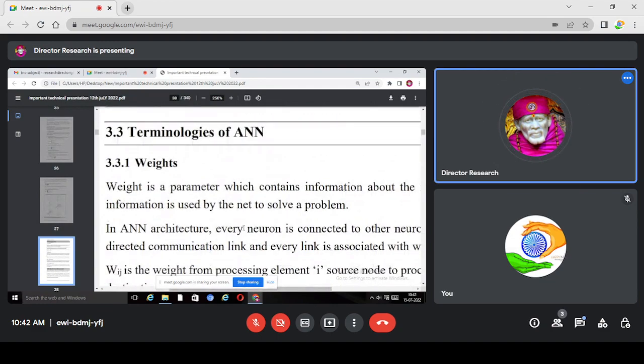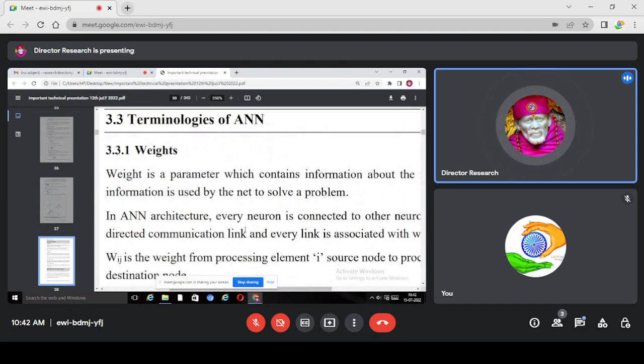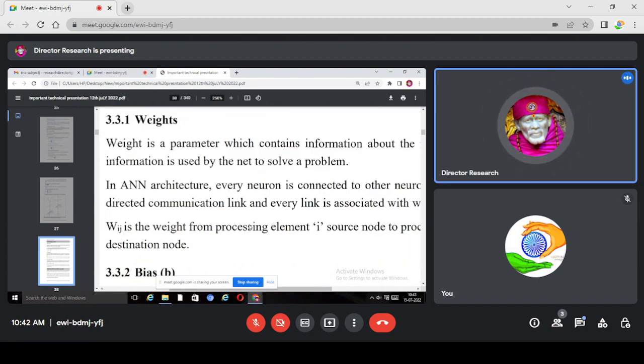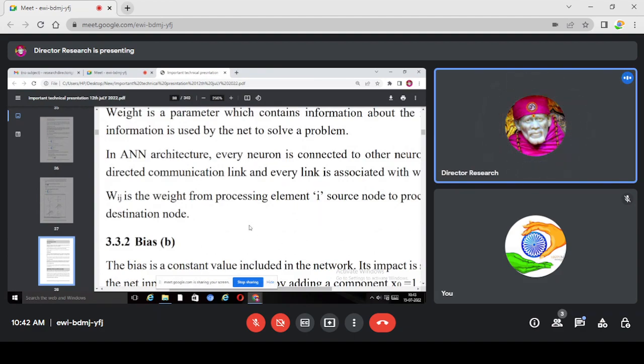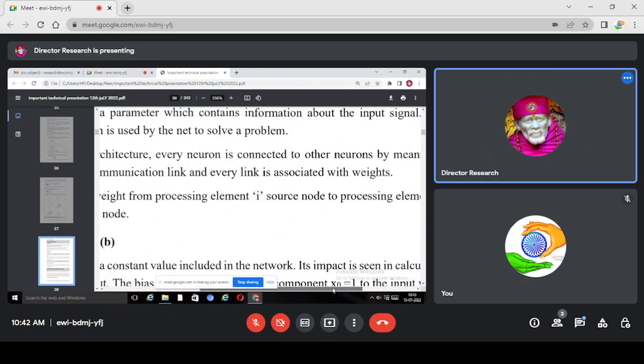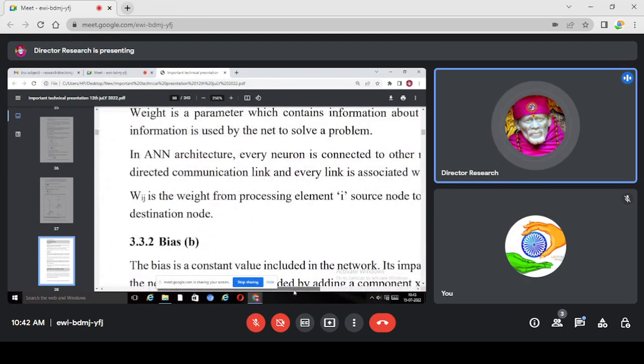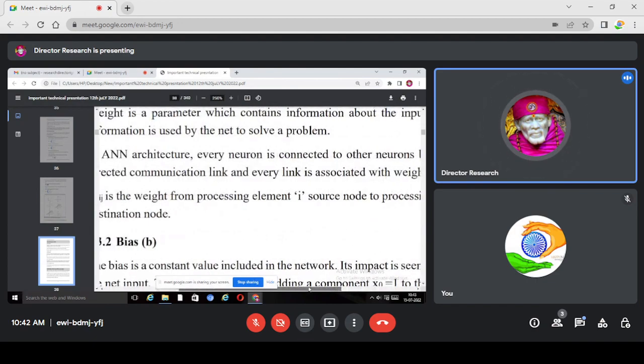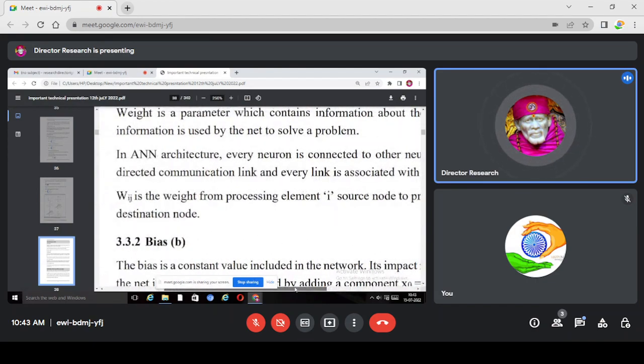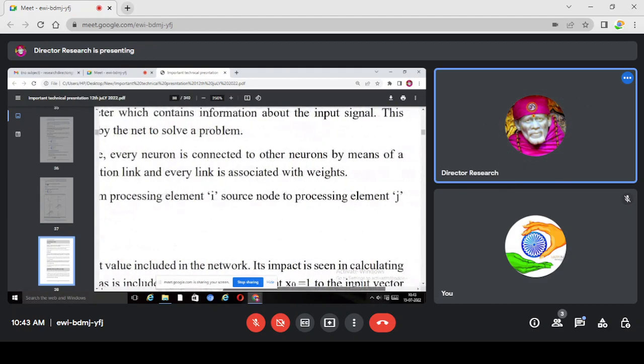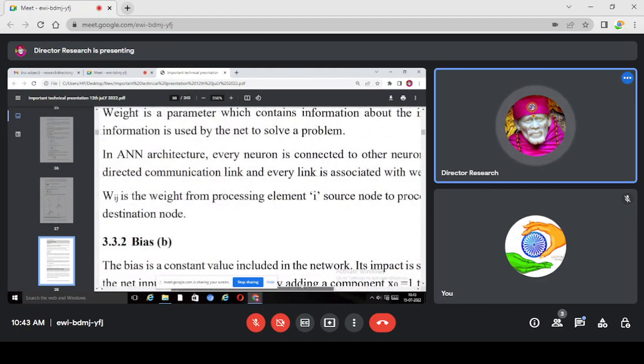Weights. The first point in the terminologies concerned with artificial neural networks is weights. A weight is a parameter which contains information used by the net to solve a problem. In artificial neural network architecture, every neuron is connected to the other neuron by means of a directed communication link, and every link is associated with weights. Wij is the weight from processing element i, the source node, to processing element j, the destination node.